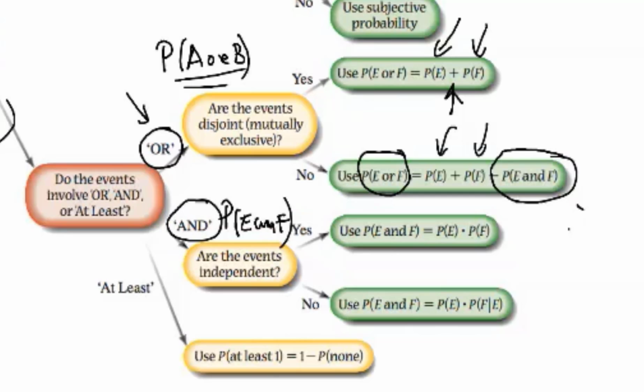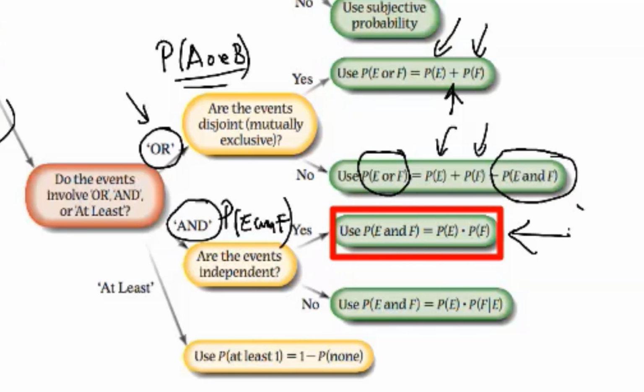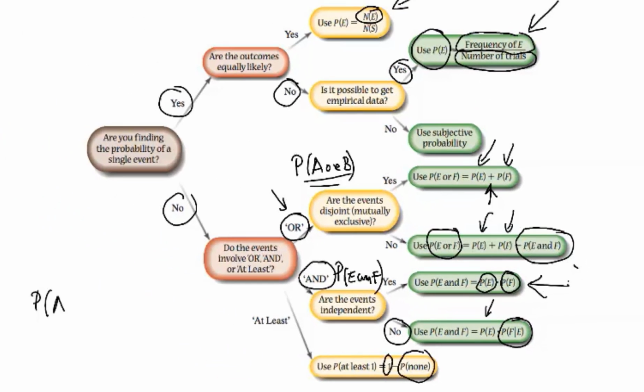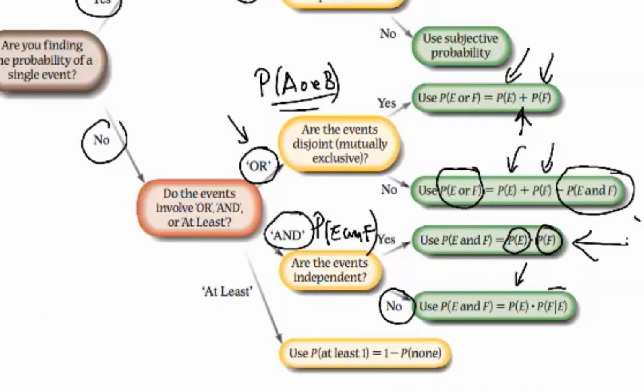You can use the basic multiplication rule: you find the probability of E, find the probability of F, and multiply them. However, if they are dependent, then you need to compute the probability of the first one and the probability of the second one given that the first one occurred. That is a conditional probability. For the probability of A given B, you need to compute the probability of B, which is my condition, my new sample space, and the numerator should be the probability of A and B, the intersection.